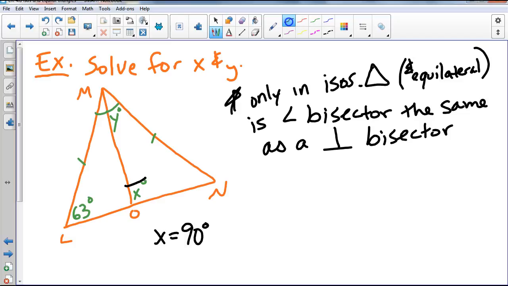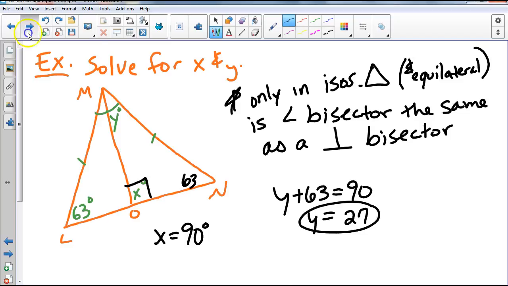And if we know x is 90, then we can go ahead and figure out what angle y is. Because base angles are congruent, we know angle n is 63 degrees, so 90 plus 63 is 153. And we can subtract that from 180. The easier way is I know that y plus 63 are complementary angles because in a right triangle, the acute angles have to add up to 90. So that means y is 27 degrees.